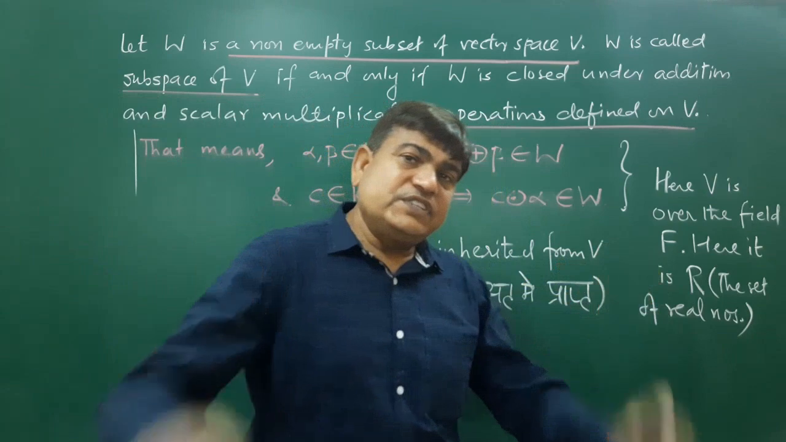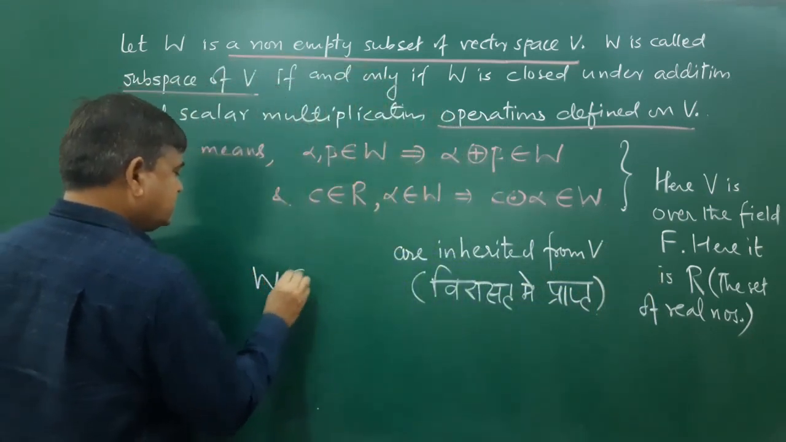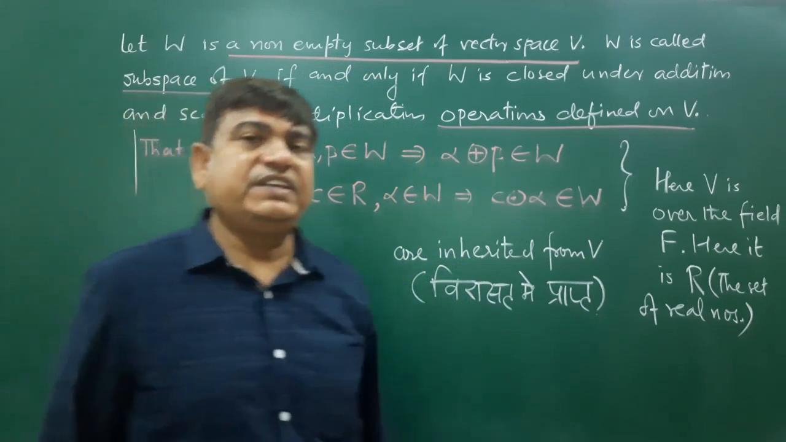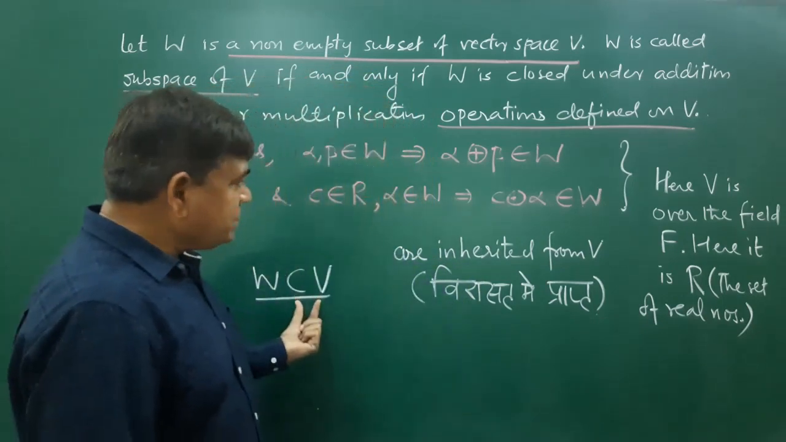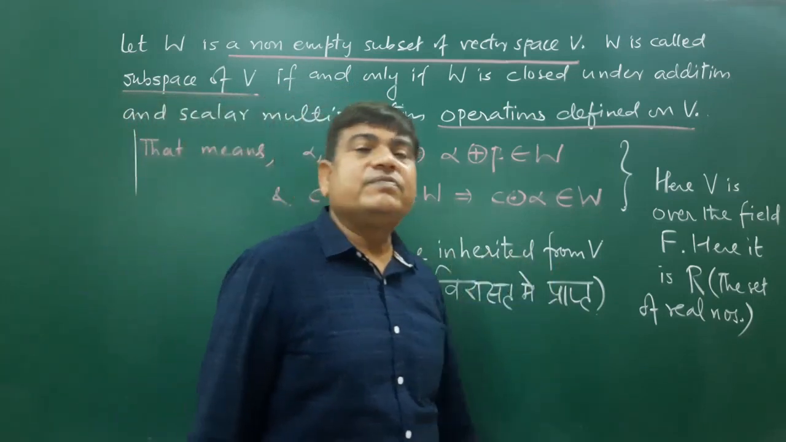V itself is a vector space and W is a subset of V. W is contained in V. So, the remaining 8 properties are inherited from V.